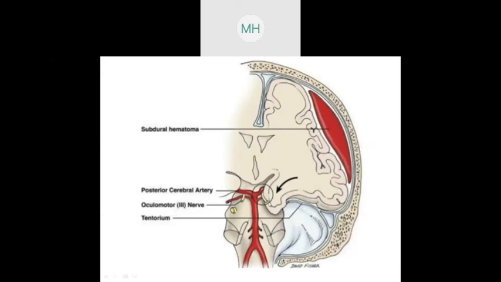Okay. So the uncus pushes the oculomotor nerve, causing oculomotor nerve palsy, and sometimes it will push the midbrain, the corticospinal tract, which also will cause hemiparesis. And if the patient doesn't seek treatment and the uncal herniation progresses, it will also occlude the posterior cerebral artery, which supplies the occipital lobe and causes visual problems. So this is not limited to tumor, abscess, or any other lesion in the brain.